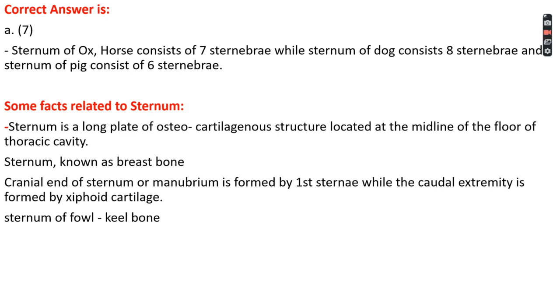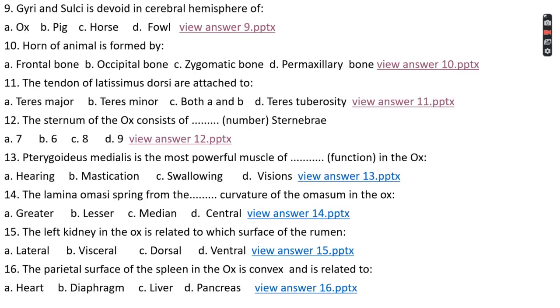Let's see some other facts related to the sternum. The sternum is a long plate of osteocartilaginous bone which is located at the midline of the floor of the thoracic cavity, and the sternum is also known as the breastbone, okay. The cranial end of the sternum is also known as the manubrium, it's formed by the first sternebra, while the caudal extremity of the sternum is formed by the xiphoid cartilage, okay. In the case of fowl, the sternum is known as the keel bone, okay.